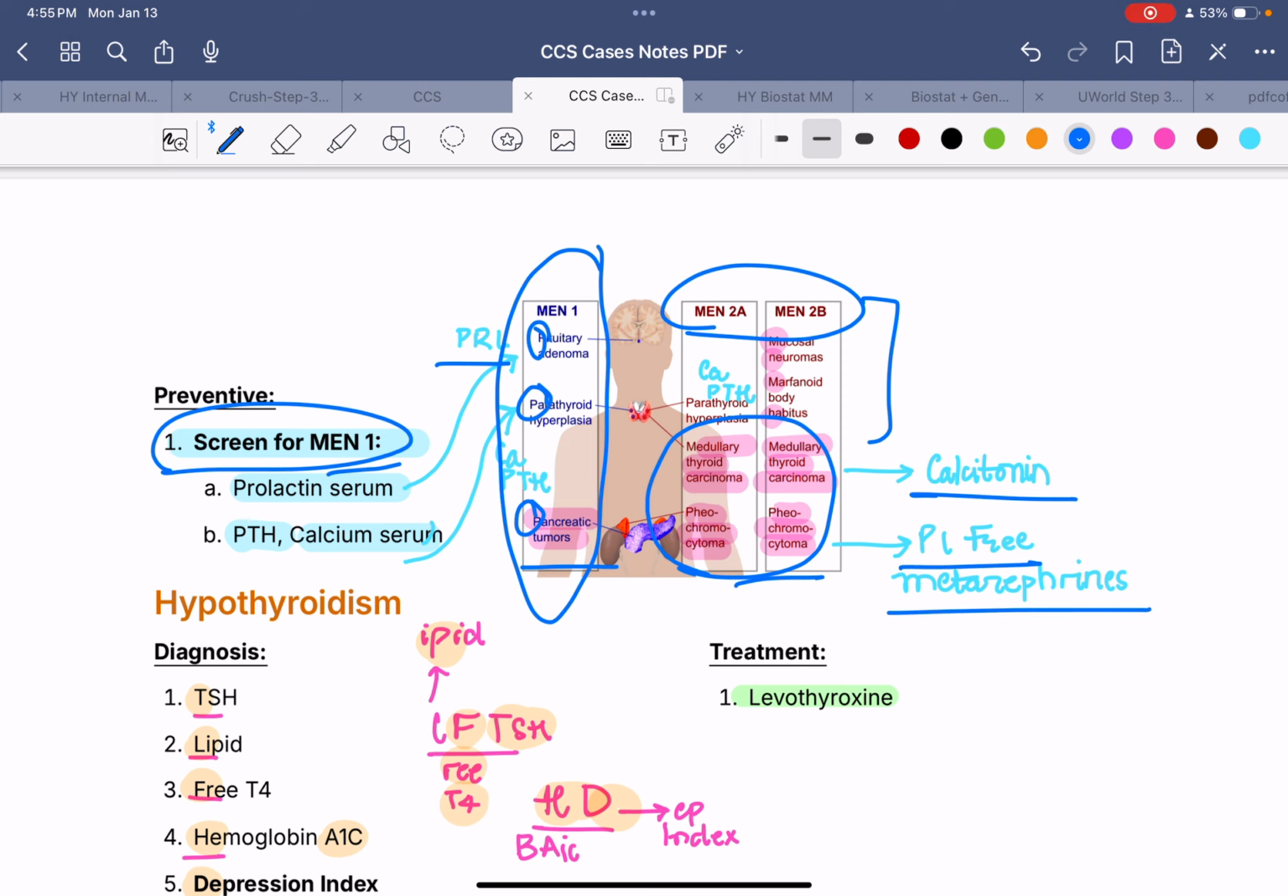And on the other hand, again, as I was saying, if the patient has hyperparathyroidism and has increased parathyroid hormone levels causing increased calcium levels, then again screen him for medullary carcinoma of the thyroid with calcitonin and pheochromocytoma with plasma-free metanephrines, and vice versa. If the patient has pheochromocytoma, then screen him for medullary carcinoma with calcitonin as well as parathyroid hyperplasia with parathyroid hormone and calcium levels.